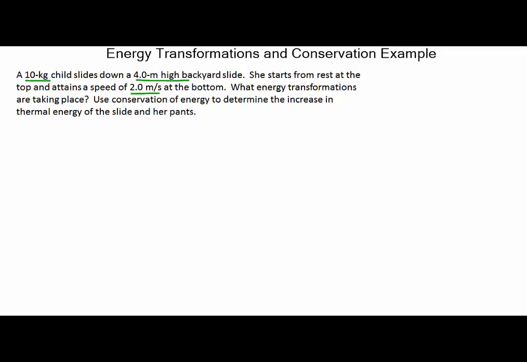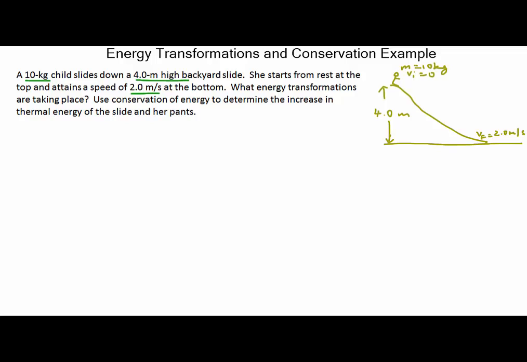Okay, so let's draw a picture as usual to start. So here's my backyard slide. It's given to us that it's 4 meters high. The child is initially sitting at the top, and the child has a mass of 10 kilograms. My initial speed is 0, and by the time I get to the bottom, my Vf is 2 meters per second. Okay, have I captured all the information from the question? I believe so. So let's get started.